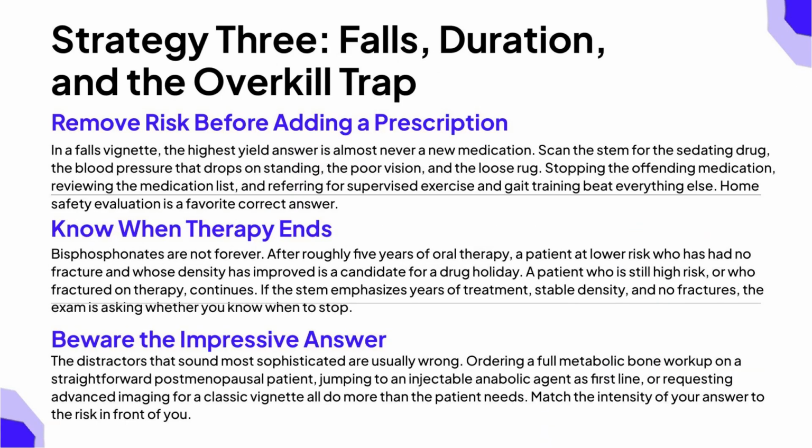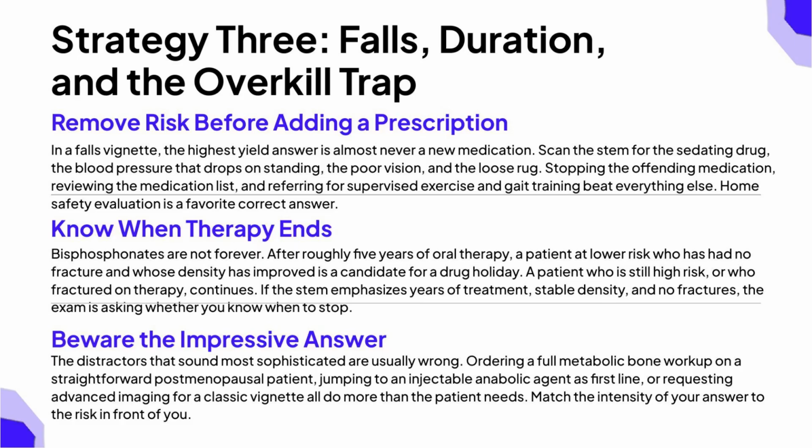Strategy 3 covers falls, treatment duration, and the overkill trap. In a falls vignette, the answer is almost never a new medication. Scan for the sedating drug, the blood pressure that drops on standing, poor vision, and the loose rug. Stopping the offending drug, reviewing the medication list, and referring for supervised exercise and gait training beat everything else. Home safety evaluation is a favorite correct answer.